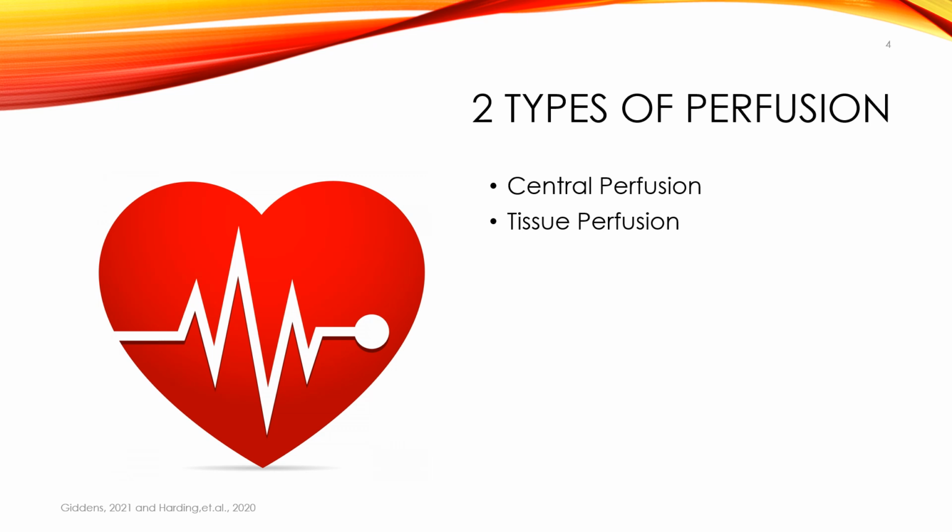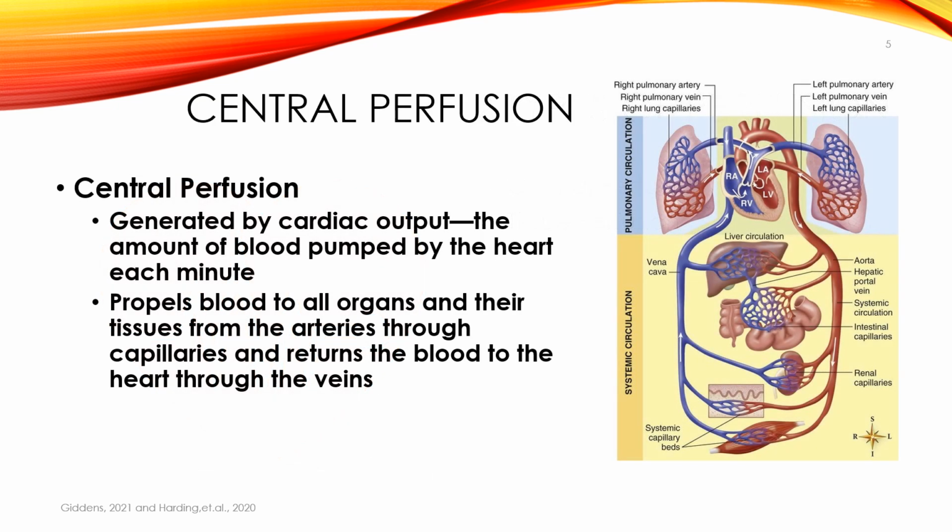We're going to look at the two big categories of perfusion, which is central perfusion and tissue perfusion. So central perfusion is generated by cardiac output. So cardiac output then is the amount of blood that gets pumped by the heart each minute. And that's probably a good term to remember, cardiac output. So this propels blood to all the organs and their tissues from the arteries through the capillaries and returns the blood to the heart through the veins.